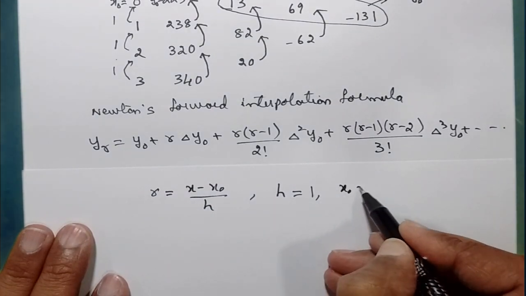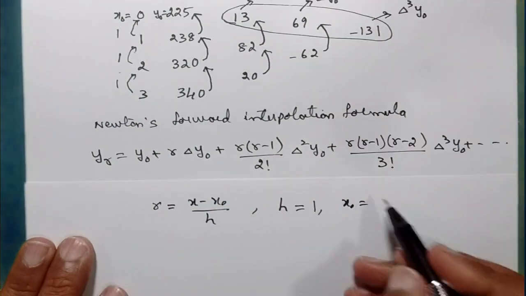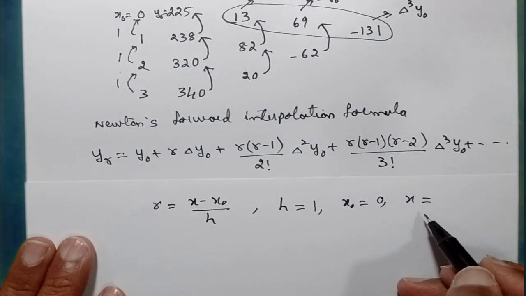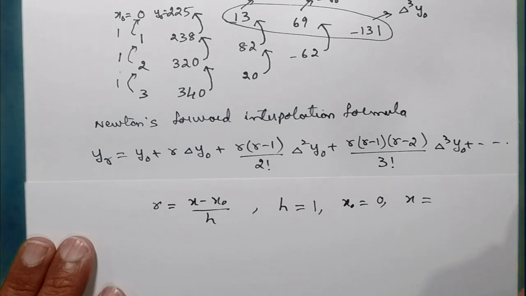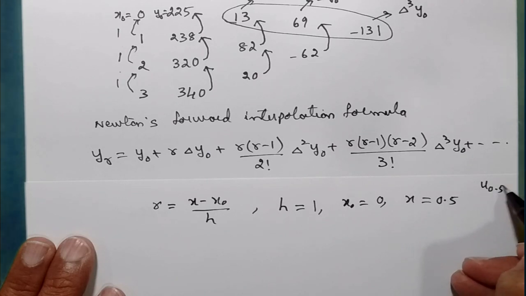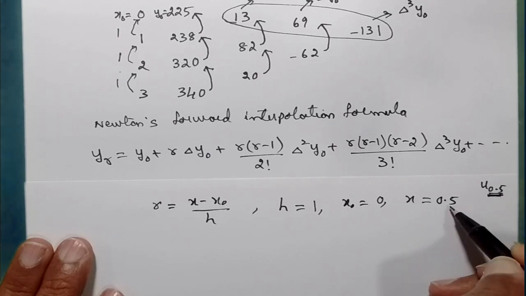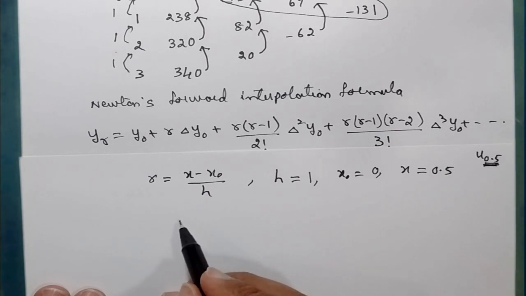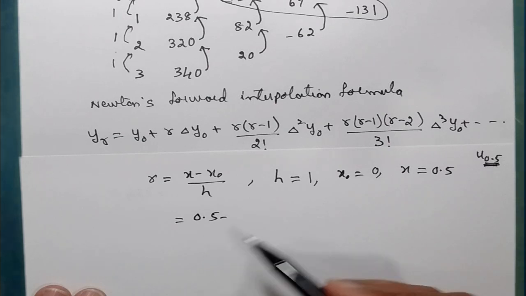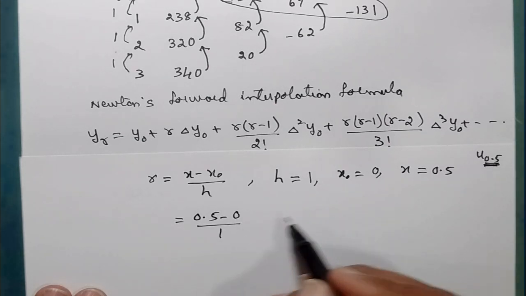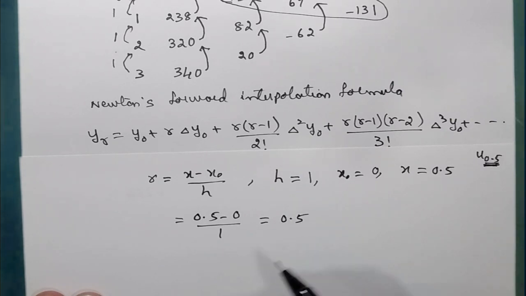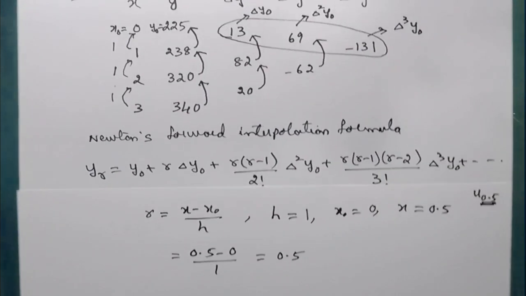So what is x naught value? Initial value x naught is 0. And at what point we need to calculate? At x equals, see the question, it is u of 0.5. So x value is given as 0.5. Now if you plug in over here, x value is 0.5 minus x naught value 0 divided by h value 1. So 0.5 minus 0 is 0.5. 0.5 by 1 will be 0.5. So you got the value of r to be 0.5.